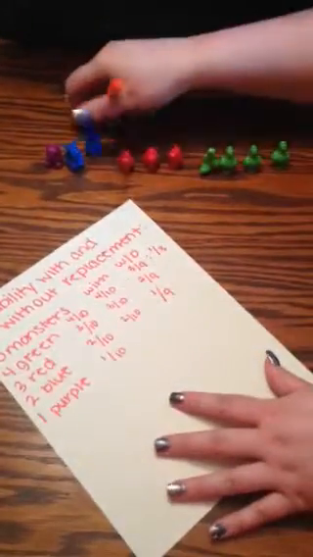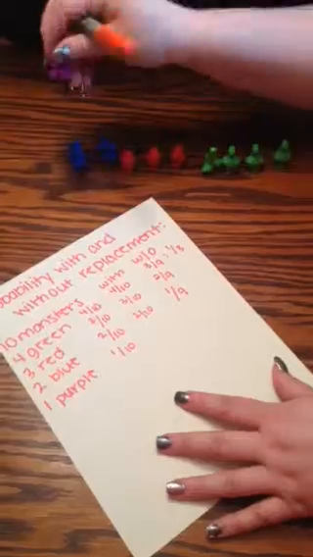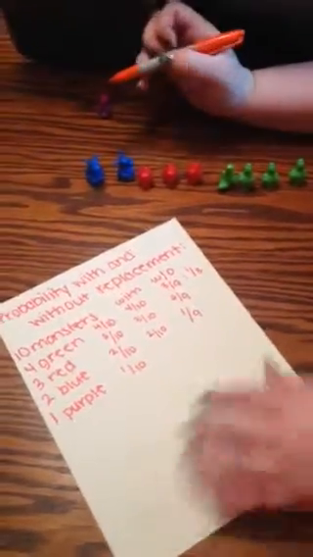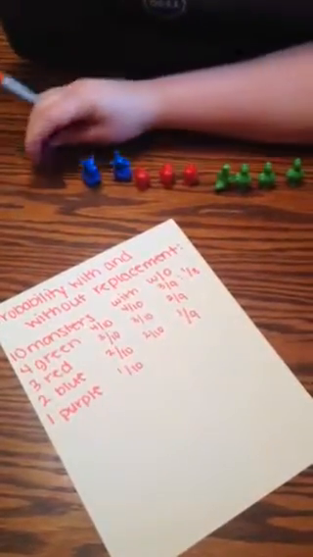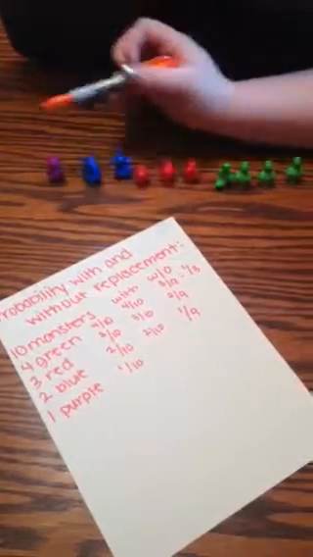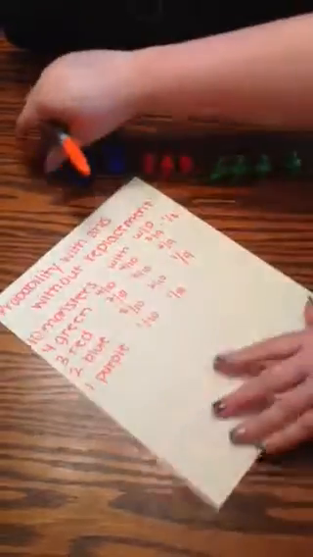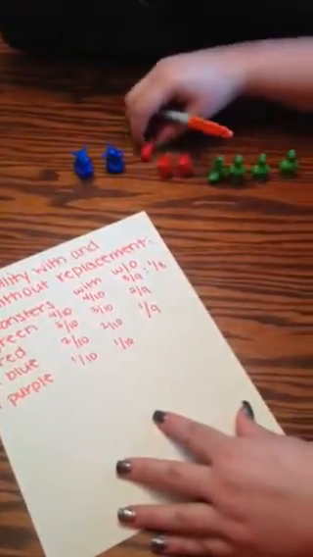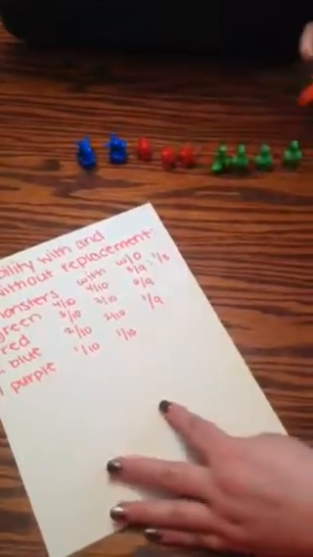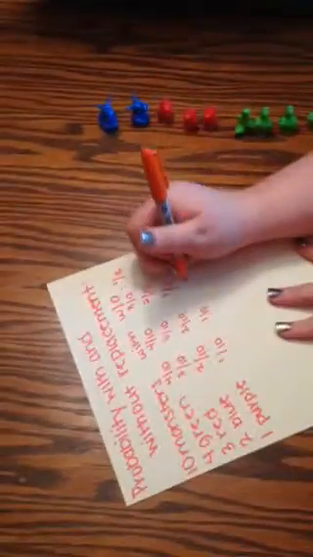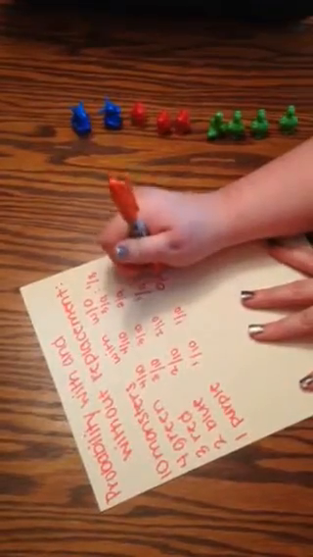And then, if we decided to take our little purple one out and put him back, then our probability would still remain 1 out of 10, because there's only one of them with 10. However, if we decided to take our little purple one out and not put him back, then our probability becomes 0 out of 10, or just 0 because there's no chance of us getting a purple one, or 0 out of 9, because there's still 9 left.